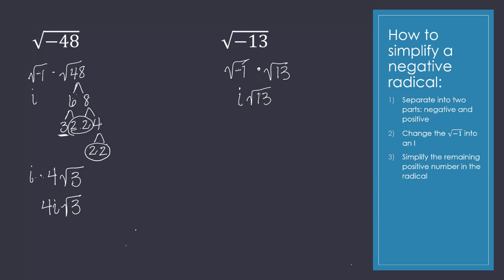So simplify if you can. You don't have to if there's nothing to simplify. Leave it in radical form. Use that square root of -1 as an i.